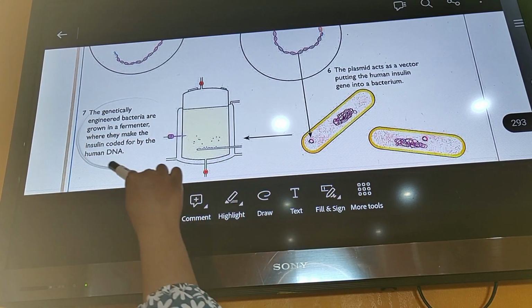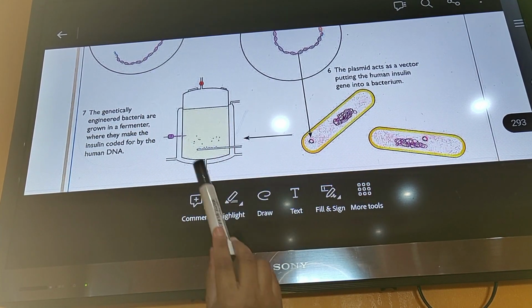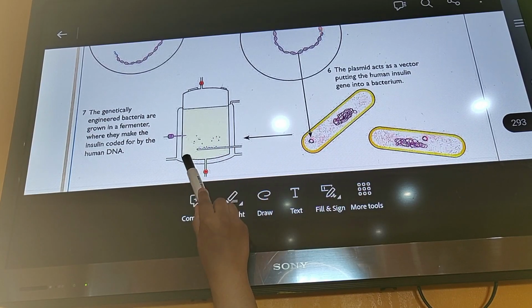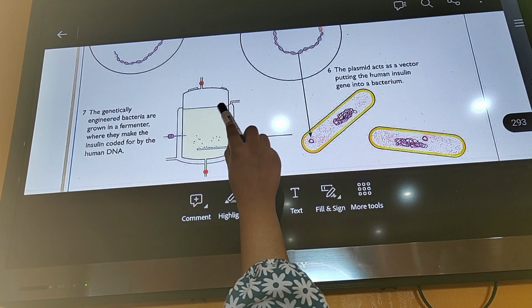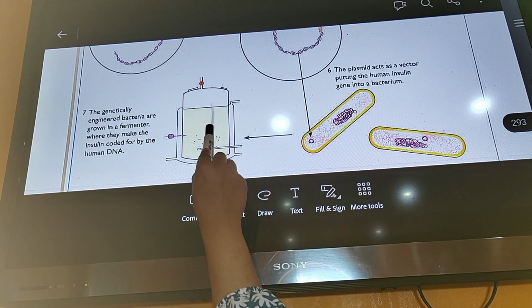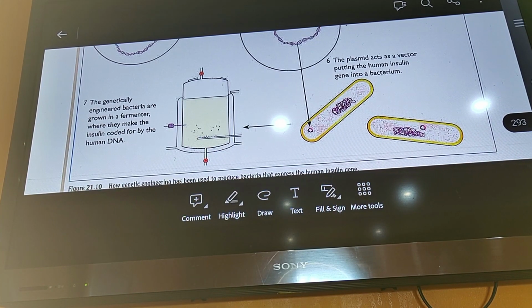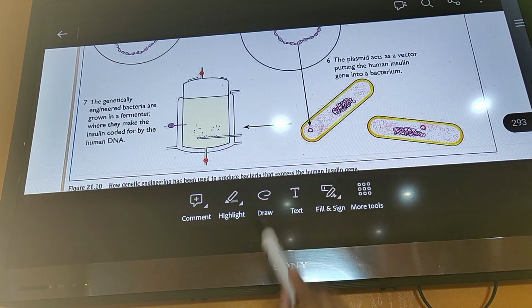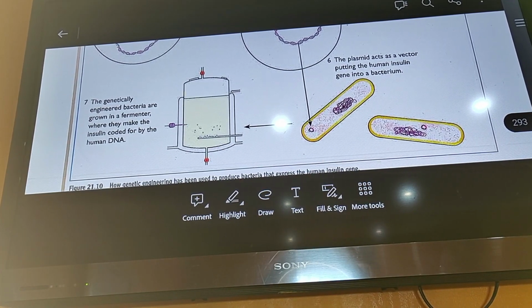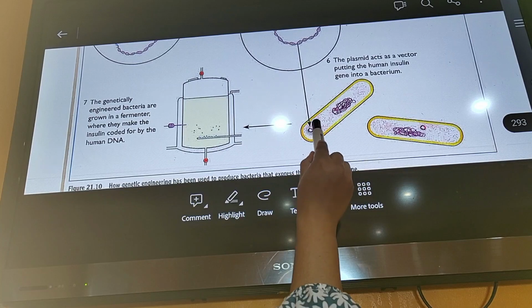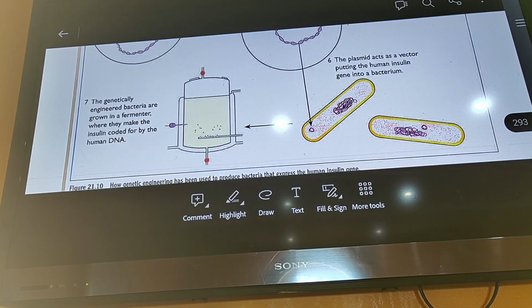Lastly, these are the fermenters. In these fermenters, oxygen is supplied, alcohol is removed, all the nutrients required by the bacteria are also provided, and a very good temperature and pH is maintained so that the bacteria will grow enormously. In this fermenter, we have millions of bacteria now, and we have millions of the recombinant DNA. Now, what will the scientists do? The scientists will just extract the human insulin gene from the plasmid.